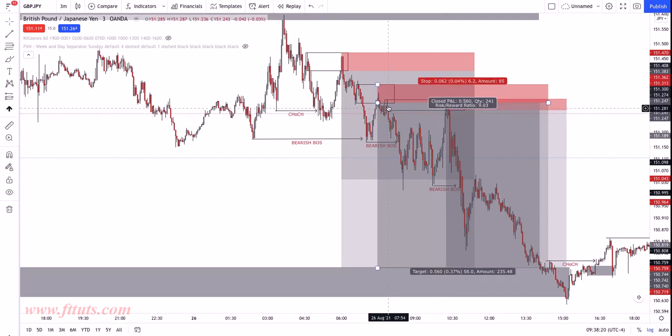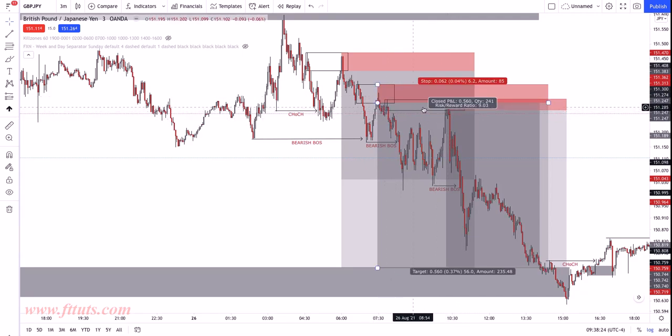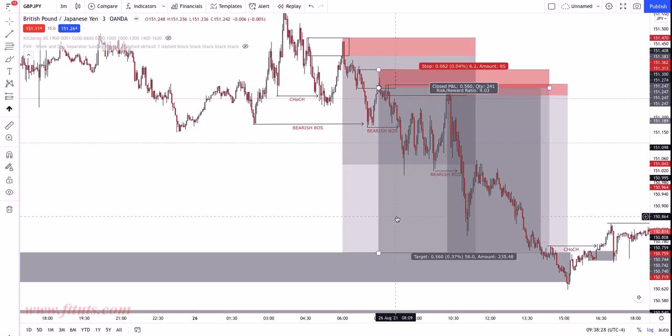Price pulled back into that area of supply. Stop loss at the wick, entry at the wick as well, and then we ride the move over to the downside.